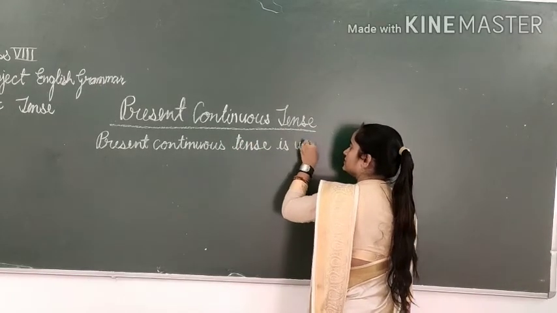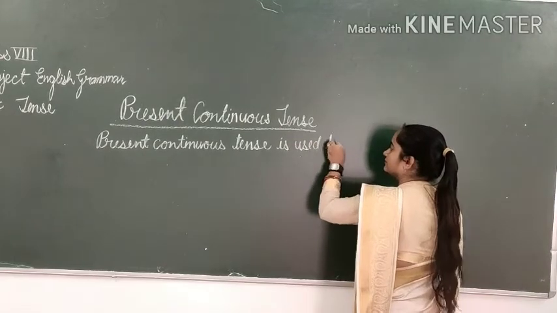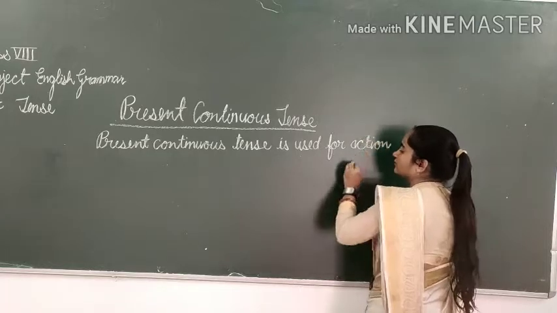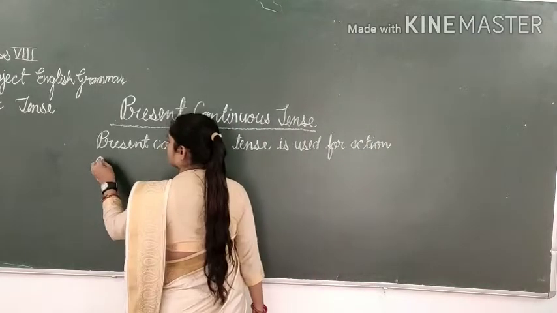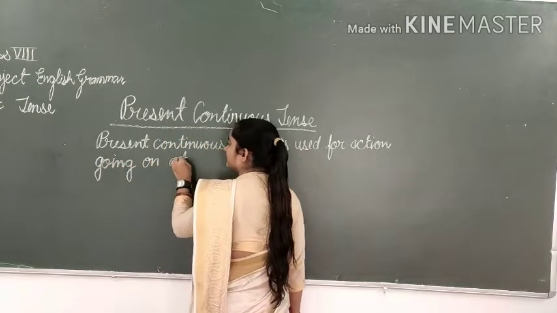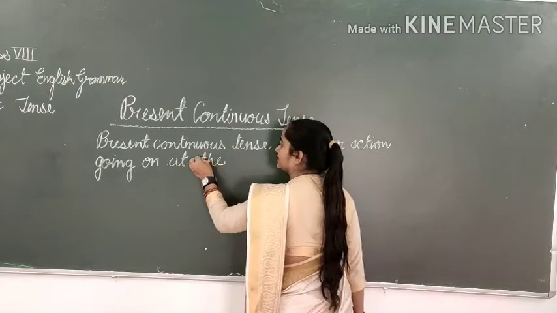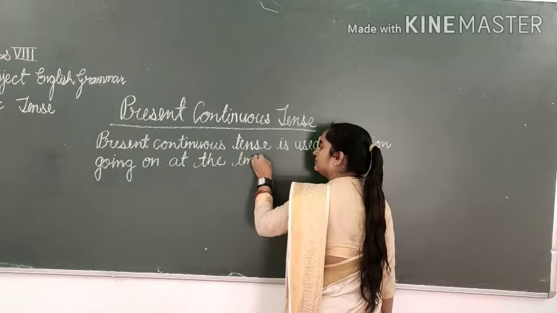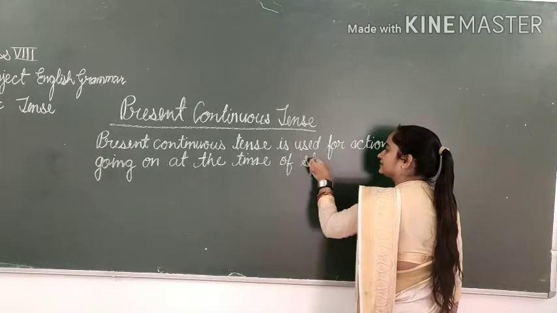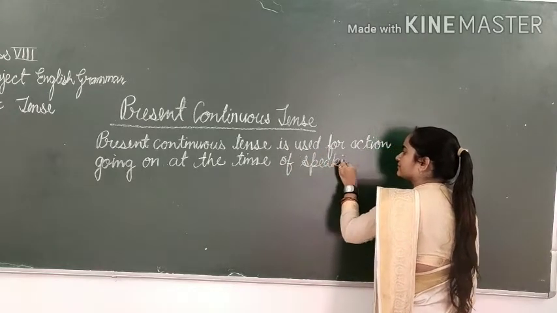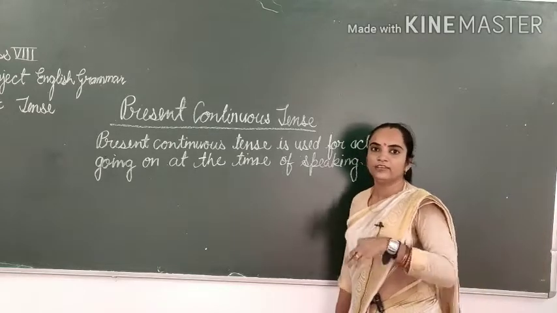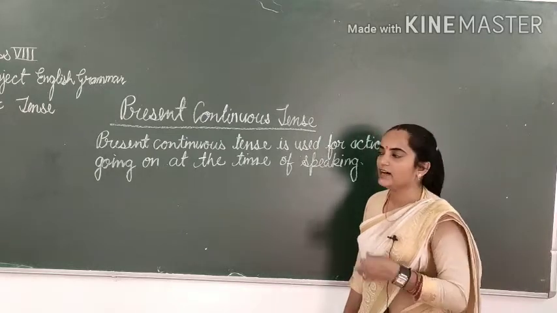Present continuous tense is used for action going on at the time of speaking. Means it is continuously going on when we are speaking about the action.